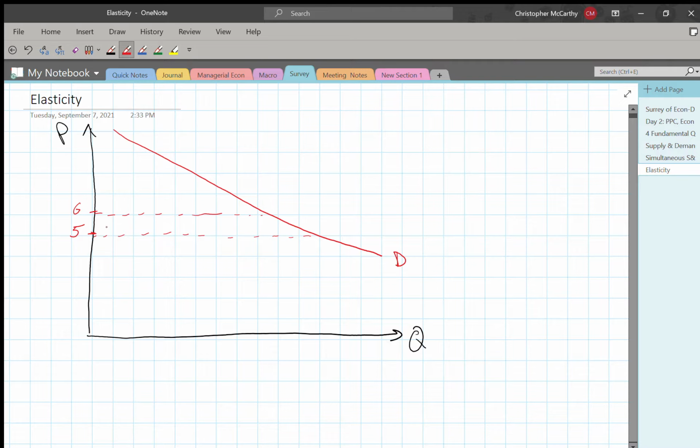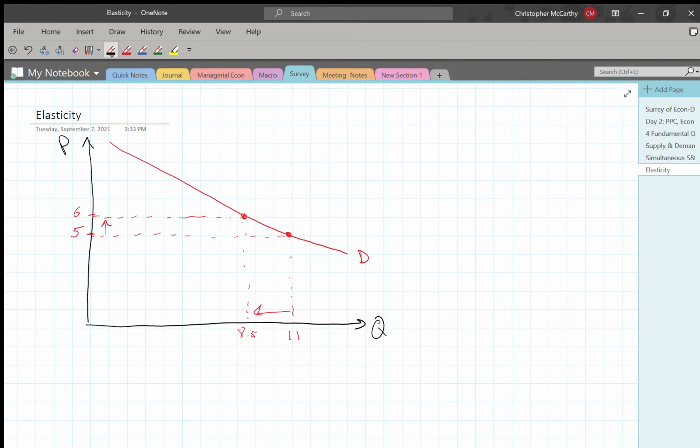When there's an increase in the price from 5 to 6, we see that if the demand curve is relatively flat, there ends up being a larger quantity shift, right? The quantity goes from something like 11 to something like 8.5. So we go up by 1, but we actually lose 2.5.